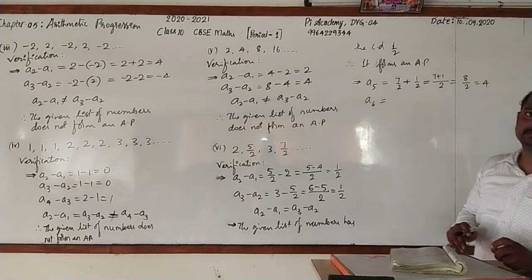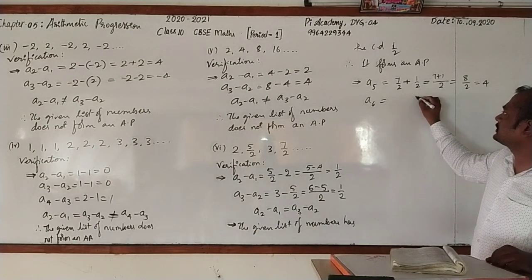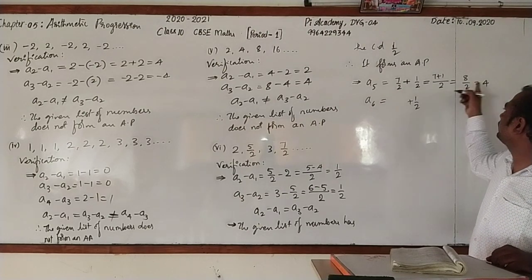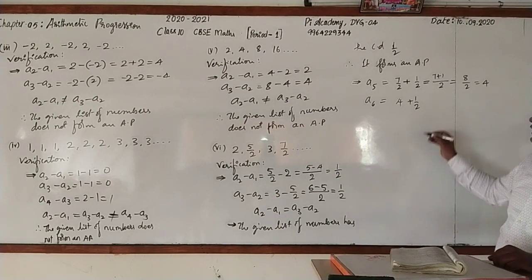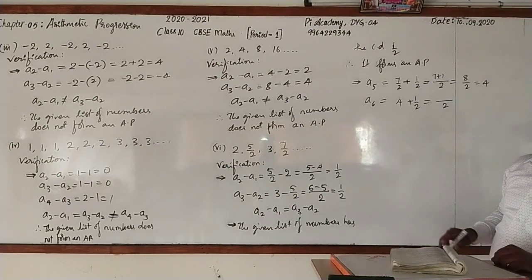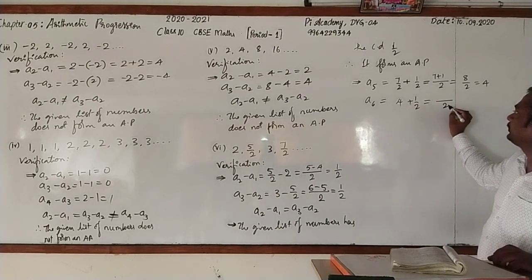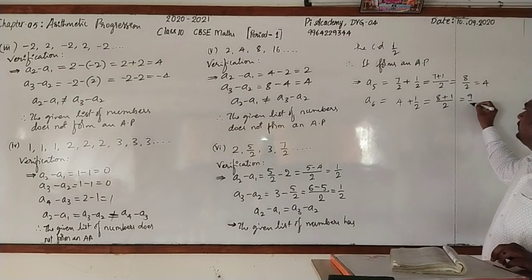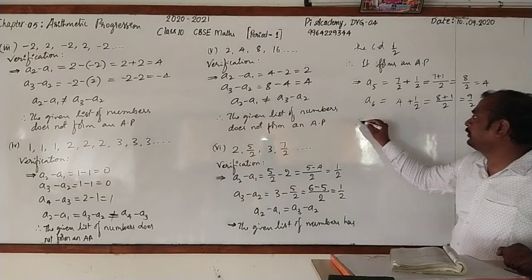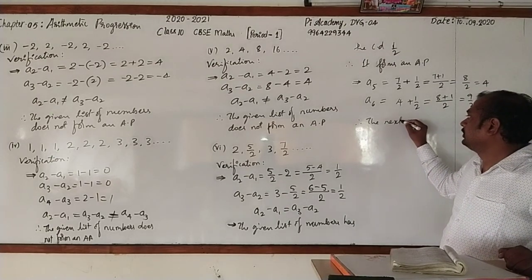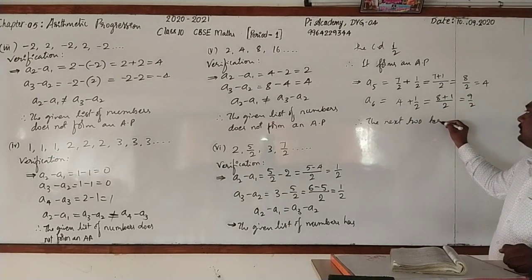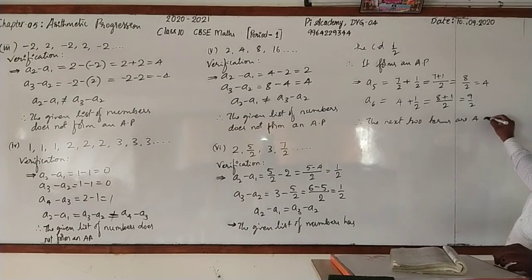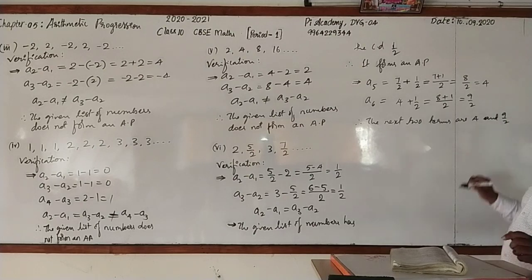Similarly, the sixth term is obtained by adding the common difference to the fifth term. The fifth term is 4. Here 2 is the LCM. It will be 2 4s are 8, plus 1, 9 by 2. Therefore, the next two terms are one is 4 and another one is 9 by 2.